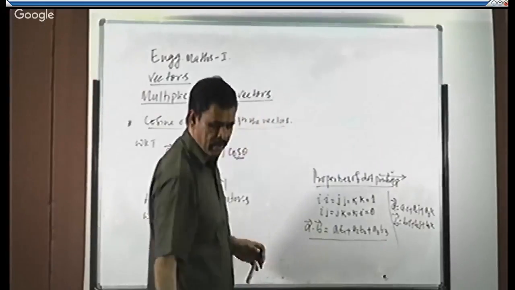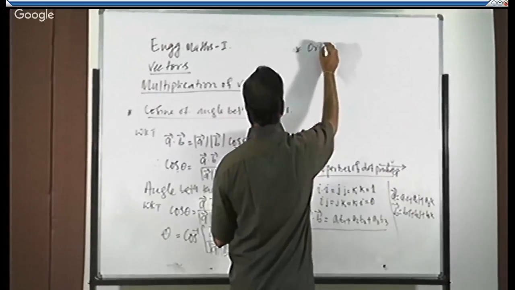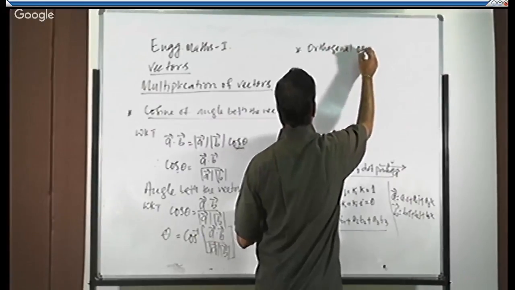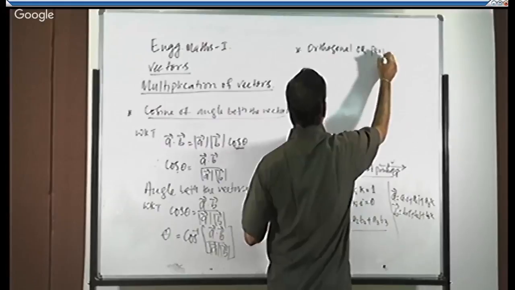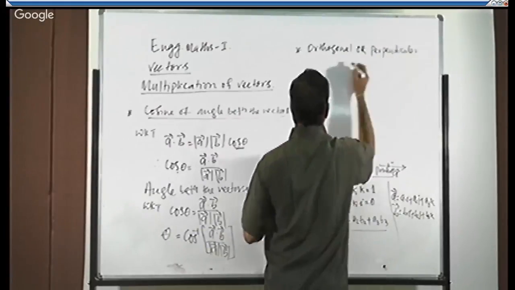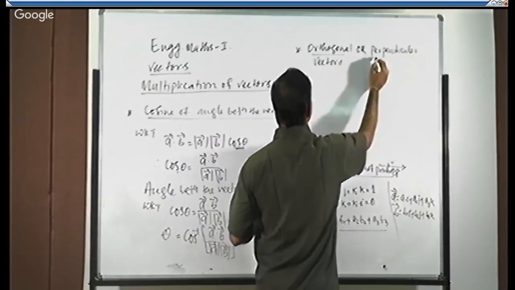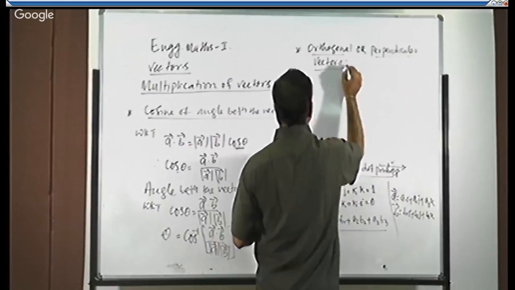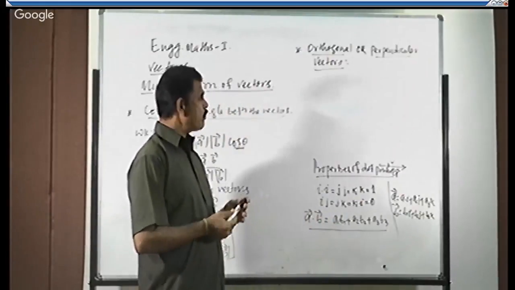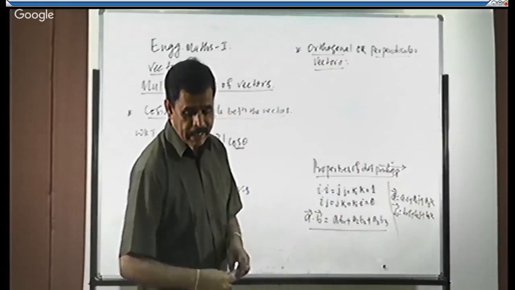So next property, orthogonal or perpendicular vectors. Two vectors are said to be orthogonal or perpendicular. When two vectors are perpendicular, what will be the angle? The angle will always be 90 degrees.